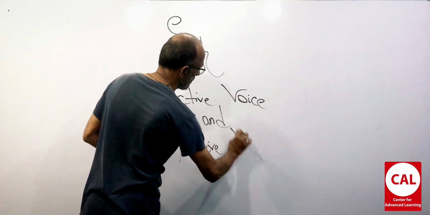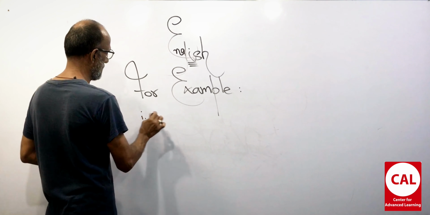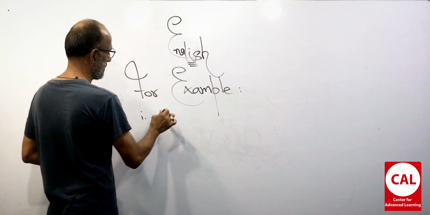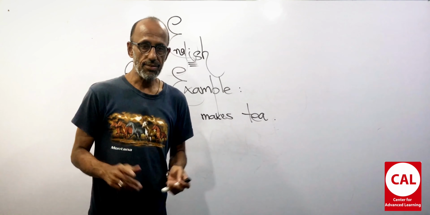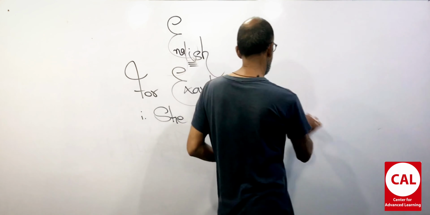I would like to take one example in order to make you understand the difference between the active voice and passive voice. For example, she makes tea. I use a very short and sweet example in order to make you understand. She makes tea. Is this active voice or passive voice? Of course, this is active voice. Why? Because as I told you, in active voice we consider subject first.